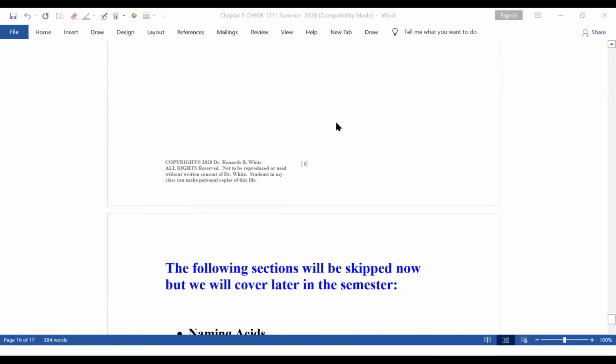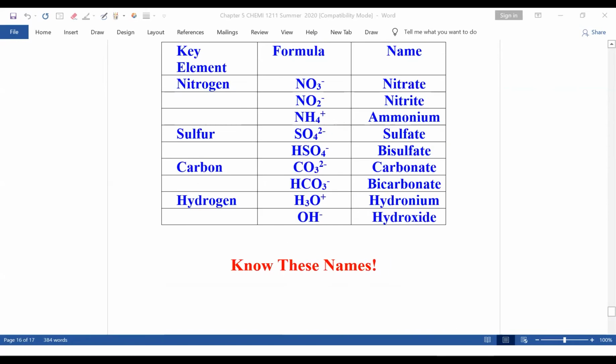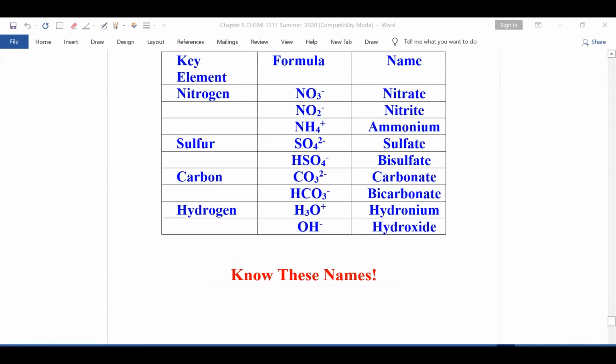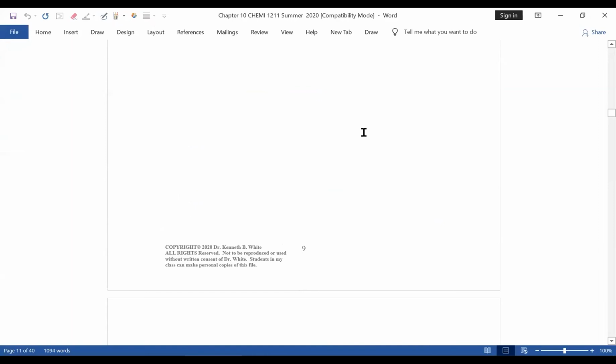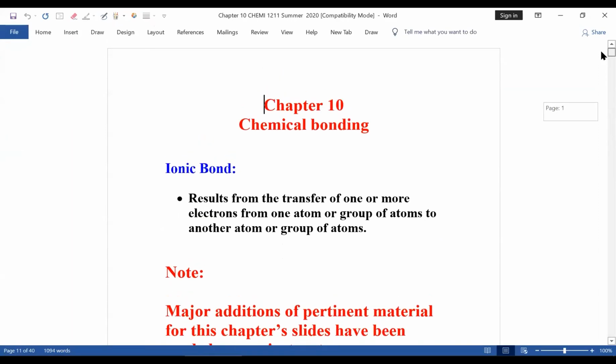So we've done chapter 5, and it's time for chapter 10. We're moving along quickly, but there's a lot to do in these chapters. Remember, this material is for test 2, not test 1. All right, let's continue on with chemical bonding.